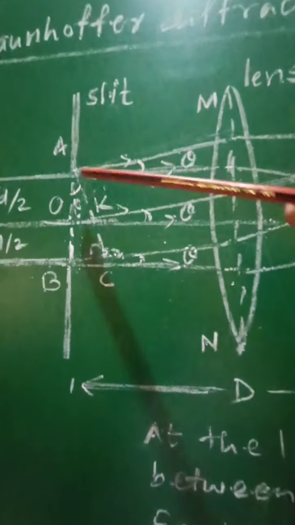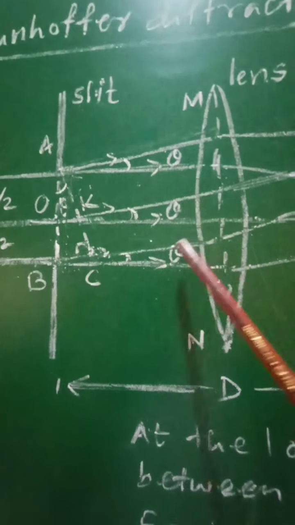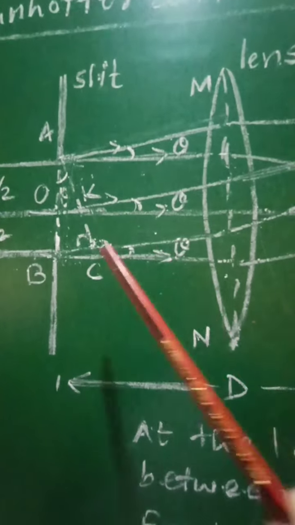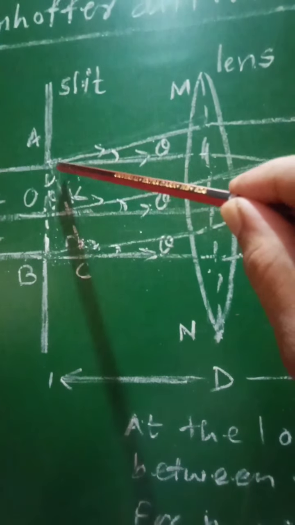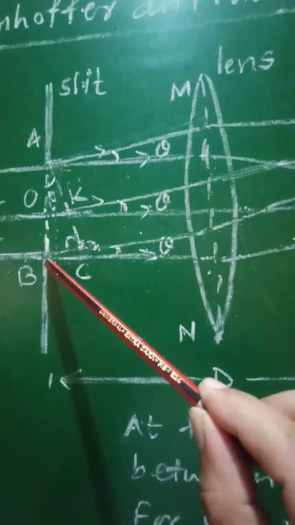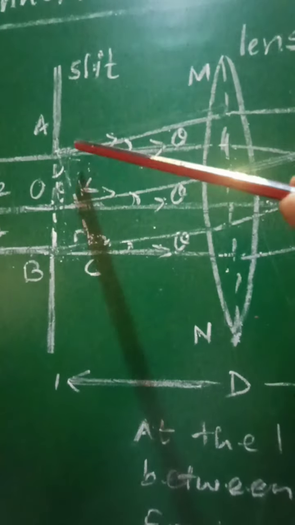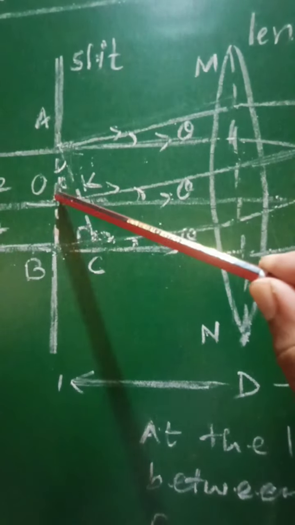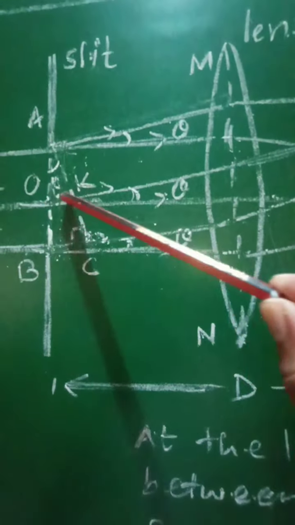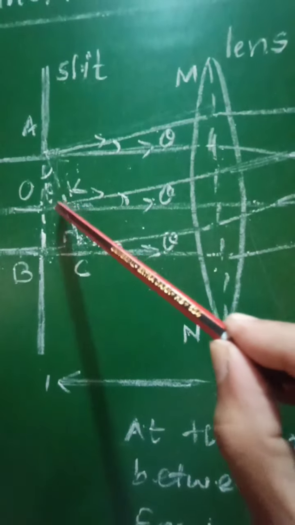Now, as AC is the perpendicular drawn on this ray of light inclined with angle theta, the path difference between the waves emitted from point A and point B will be equal to BC. Similarly, the path difference between the rays emitted from point A and the central point O will be equal to OK.